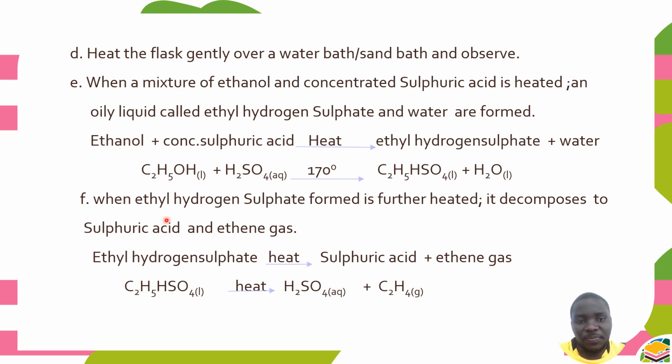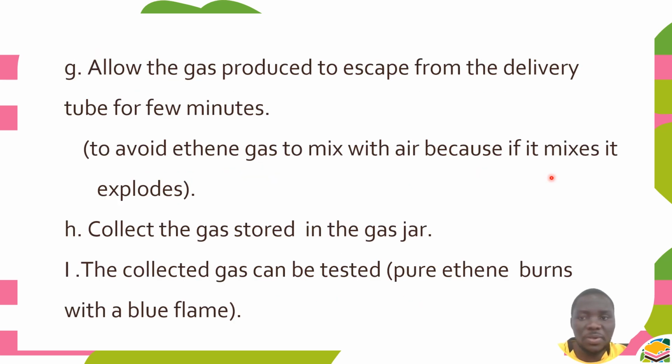So sulfuric acid only catalyzed. That's why in the first slides we said it's a dehydrating agent, where it's able to remove water molecules from ethanol. So it acts as a catalyst. A catalyst is a substance that speeds up the rate of reaction without itself being used up. That's why at the end we are also obtaining sulfuric acid. So ethyl hydrogen sulfate is heated and it decomposes into sulfuric acid and ethene. So this one acts as a catalyst. We can summarize the general equation later on, but all the gas produced escapes from the delivery tube for a few minutes.